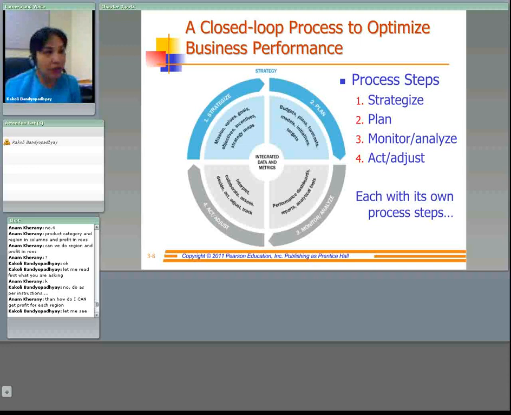So look at the process once again. Executives strategize, managers plan, everybody monitors using tools, reports, technologies, analytical tools, dashboards, etc. And then staff will execute the plans by means of act and adjust. So you will see that BPM will enable good management by making it easier for executives at all levels to identify, communicate, and monitor key drivers of business value. And so BPM is about improving performance in the right direction.